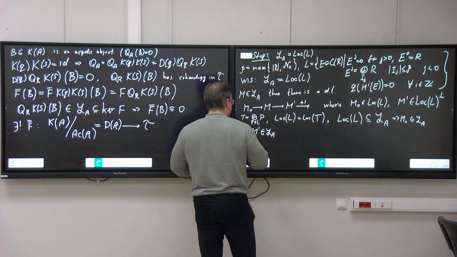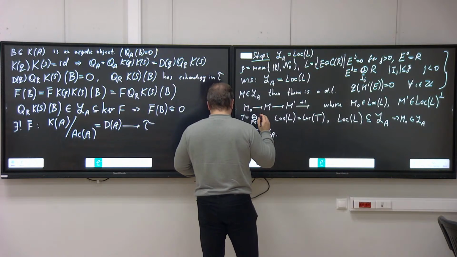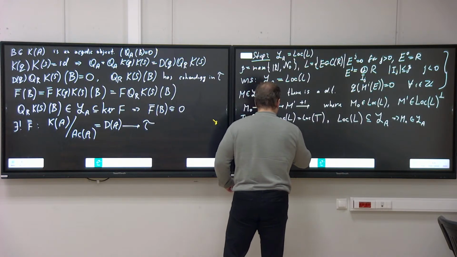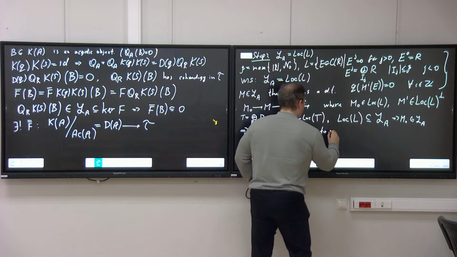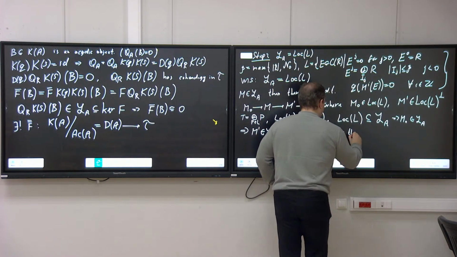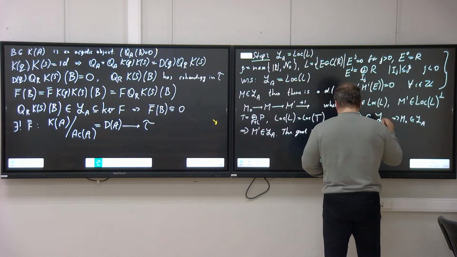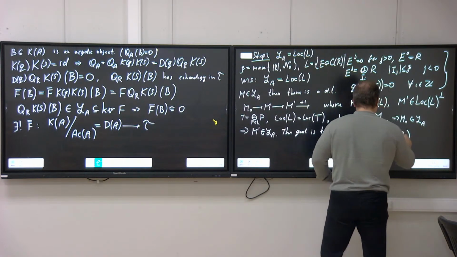Okay, so now what I want to show again, kind of the next goal, is to show that M prime is a cyclic complex in the category A.